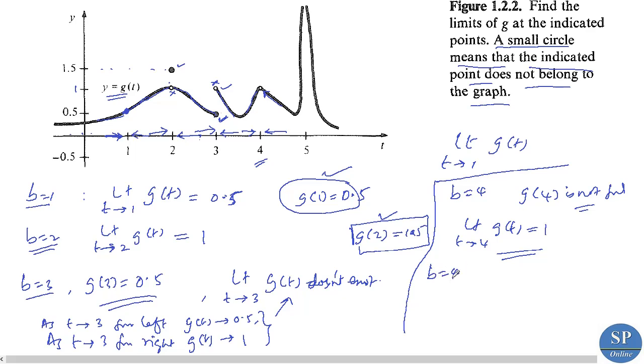Now, next is b equal to 5. That is the point 5, t equal to 5 here. So, what about g of 5? G of 5 is not defined. From the graph, we can see that it is not defined here. So, what about the limit? For the limit t tends to 4 g of t. This is not 4, this is 5.